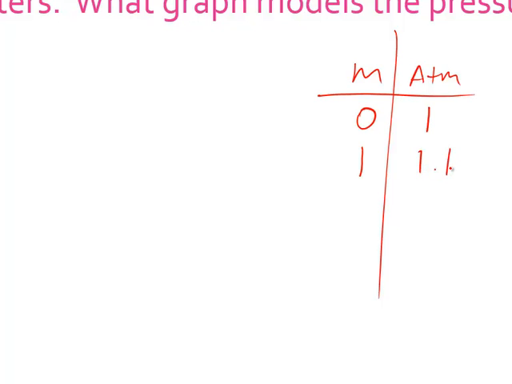1.1. Awesome. So if it goes down to 2 meters, what is the atmosphere? It's going to be 1.2. Good job. And then let's do 2 more, so 3 and 4. At 3 meters, it'll be 1.3. And at 4 meters, it'll be 1.4. Awesome sauce. So now we're going to go ahead and graph this.